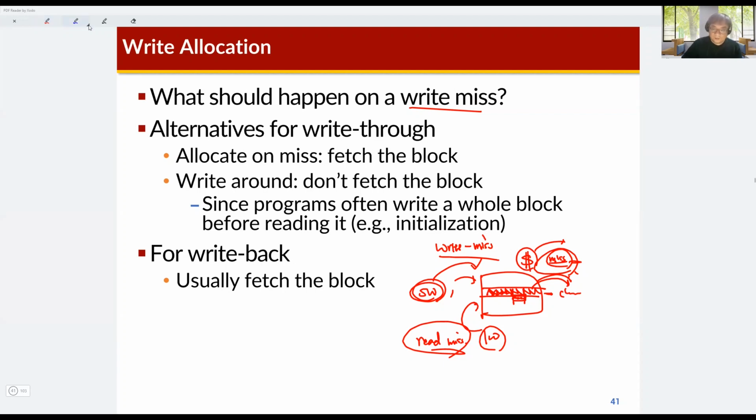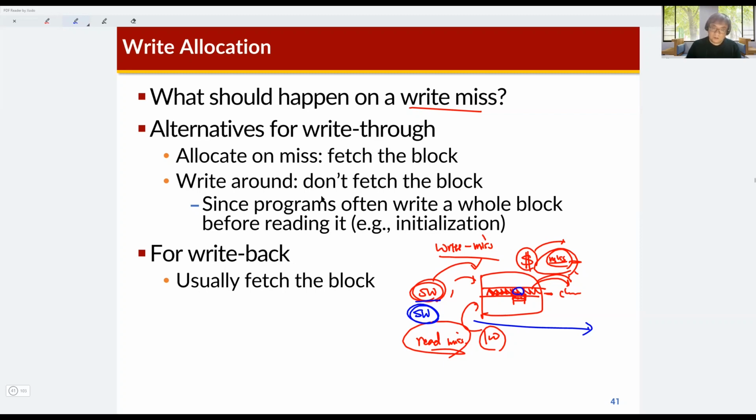Okay, this is the allocate on miss case. And write around means that this is just the store instruction, so we don't need to read data from the cache. This is this direction, so this updates the main memory or low-level cache.